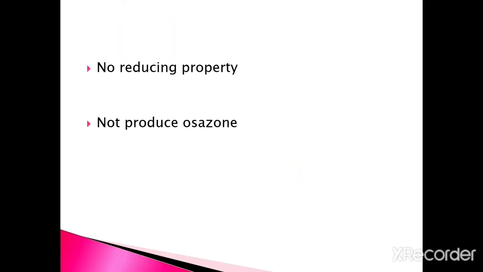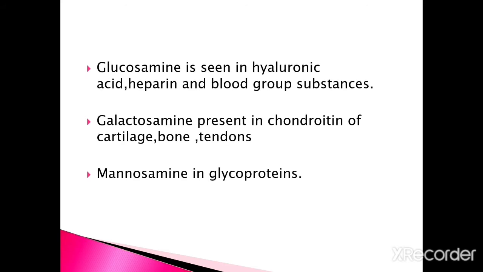These amino sugars don't have any reducing property and they will not produce osazone. Examples for amino sugars are glucosamine, galactosamine and mannosamine. Glucosamine is seen in hyaluronic acid, heparin and other blood group substances. Mannosamine is a constituent of glycoprotein. And galactosamine is present in chondroitin of cartilage, bone, tendons, etc.